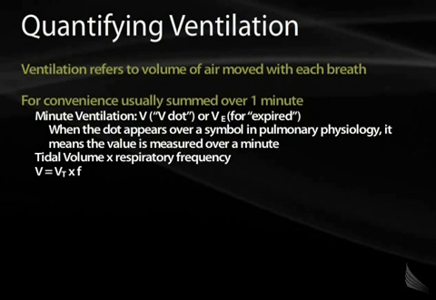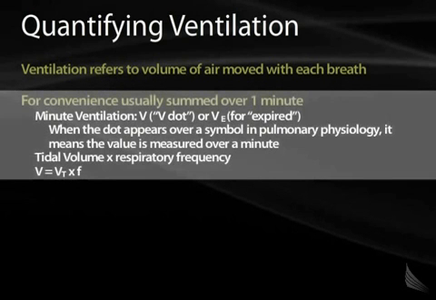So if we try to quantify ventilation, we look at the air that comes in with each breath. We might sum that up over 1 minute, referred to as minute ventilation. Sometimes it's referred to as V with a dot over it, or V sub E for volume exhaled or expired. Our tidal volume is going to be the amount of air that we breathe in with each breath. We can combine that tidal volume times how many breaths per minute to get a minute volume. So our minute volume is the tidal volume times our respiratory rate, or frequency.